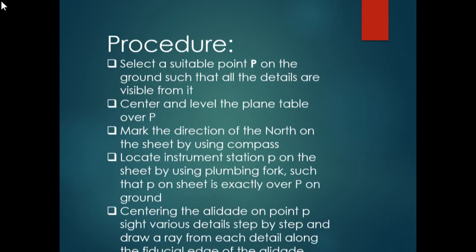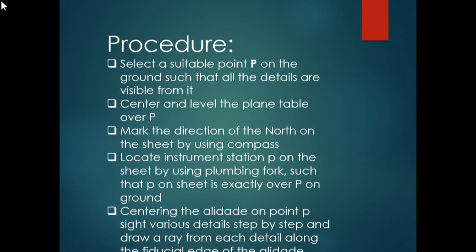Procedure. For the procedure, first select a suitable point P on the ground such that all the details are visible from it. Center and level the plane table over P. Mark the direction of north on the sheet by using the compass. This is the first step: you should mark north on the sheet using the compass.